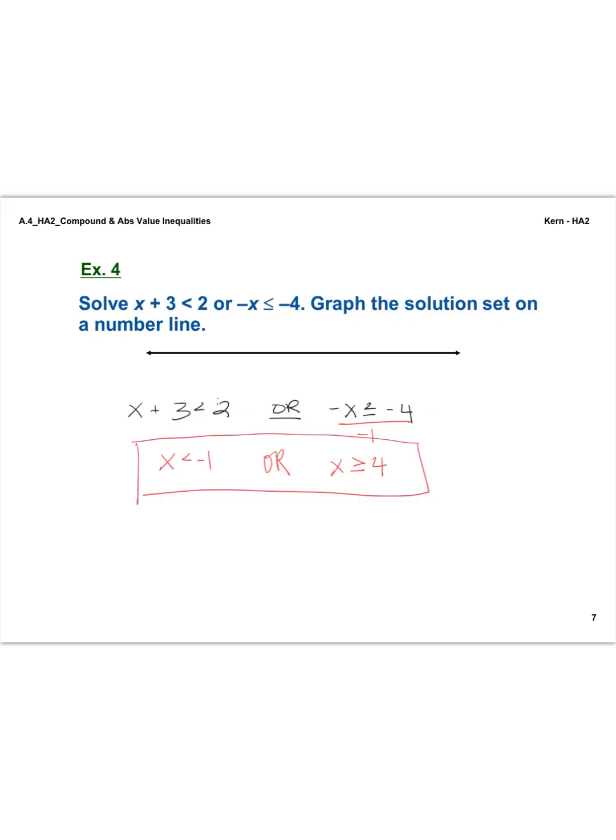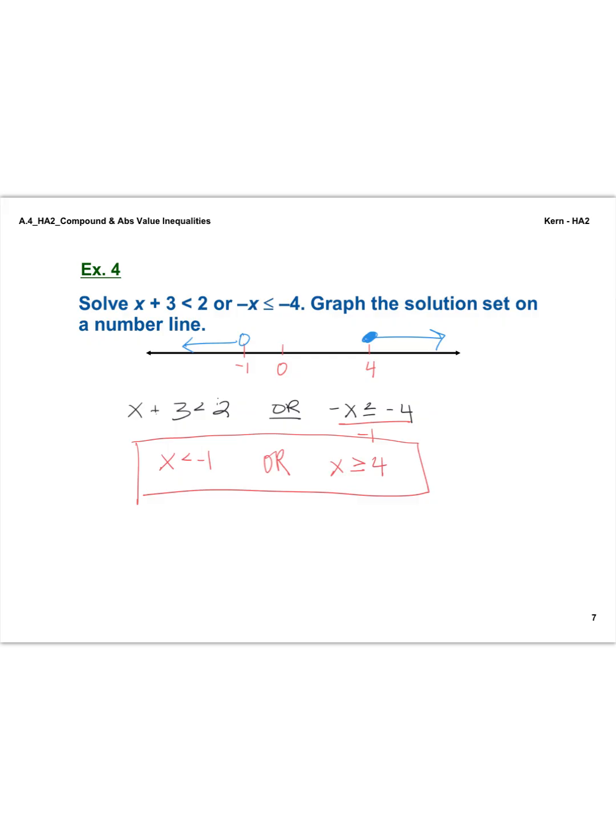Now, since it's a compound inequality, both of these inequalities are going on my number line. So I have a 0, a negative 1, and a positive 4. So x is less than negative 1. Open circle, x is smaller, so arrow goes this way. x is greater than or equal to 4, closed circle goes this way.